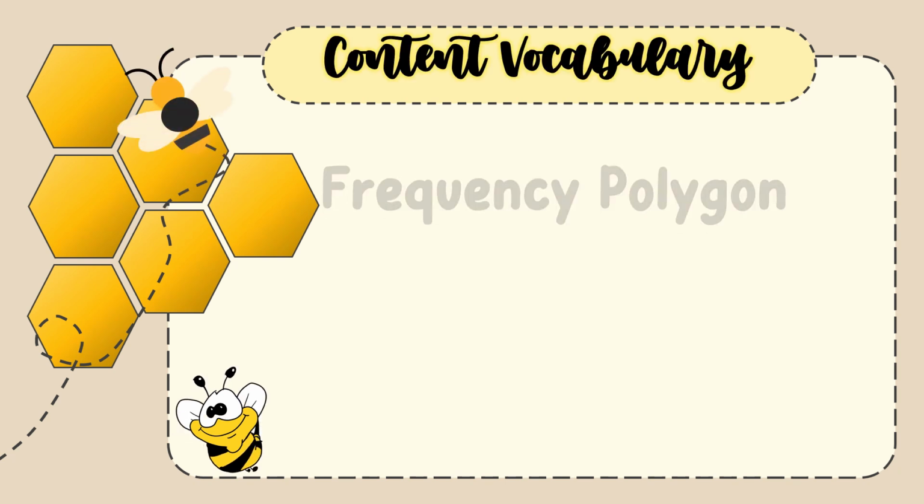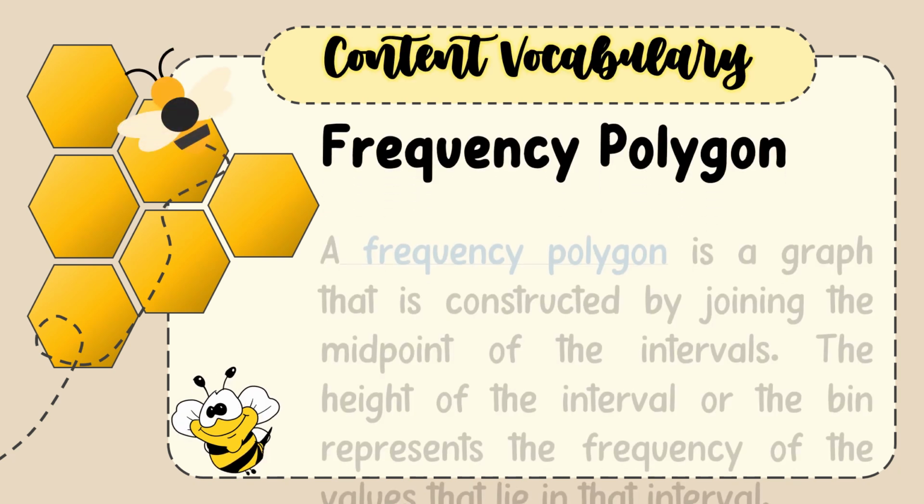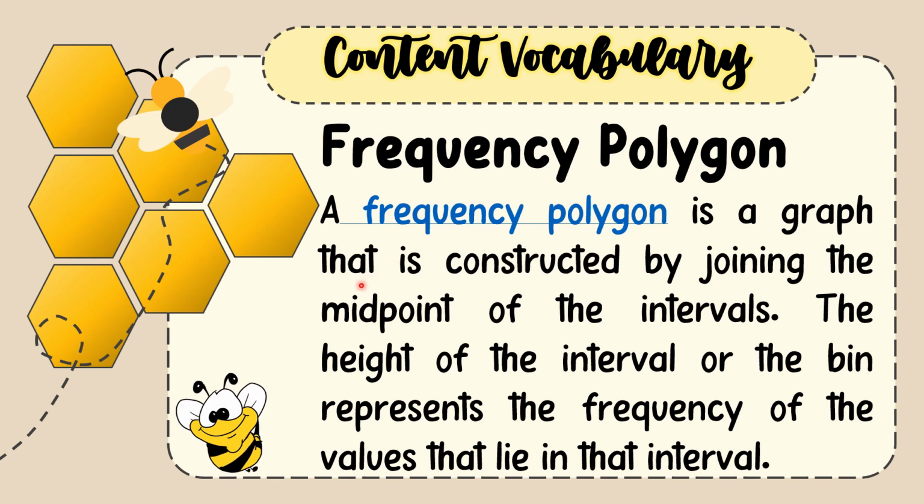We also have here the frequency polygon. A frequency polygon is a graph that is constructed by joining the midpoints of the intervals. The height of the interval or the bin represents the frequency of the values that lie in that interval.